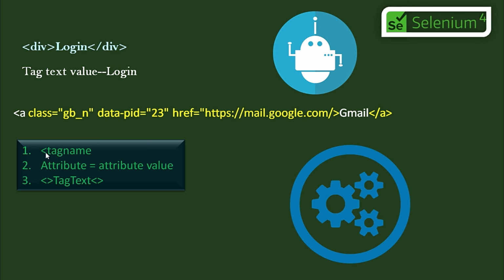In the web element, whatever you are seeing immediately after the less than sign, that is the tag name, and before the equal to sign you can see the attribute, and after the equal to sign you will see the attribute value. An attribute value always comes in double quotes in string format. And whatever you are seeing between the opening tag and the closing tag, this is the tag text. So this you should understand about the web elements. These are very important to understand.